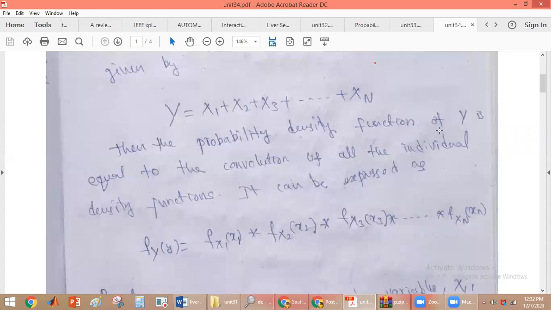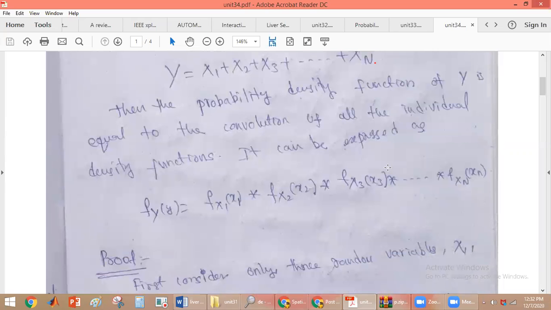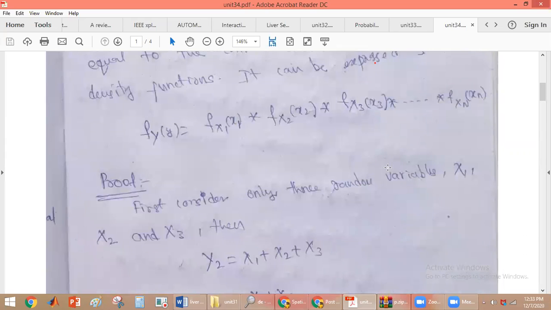Then the probability density function of y will be equal to the convolution of all the individual functions, that is fy of y will be equal to fx1 of x1 convolution fx2 of x2 convolution fx3 of x3, and so on up to fxn of xn. So if your random variable y is equal to the sum of n random variables, then the probability density function of y will be equal to the convolution of the individual density functions. This is the case for multiple random variables.